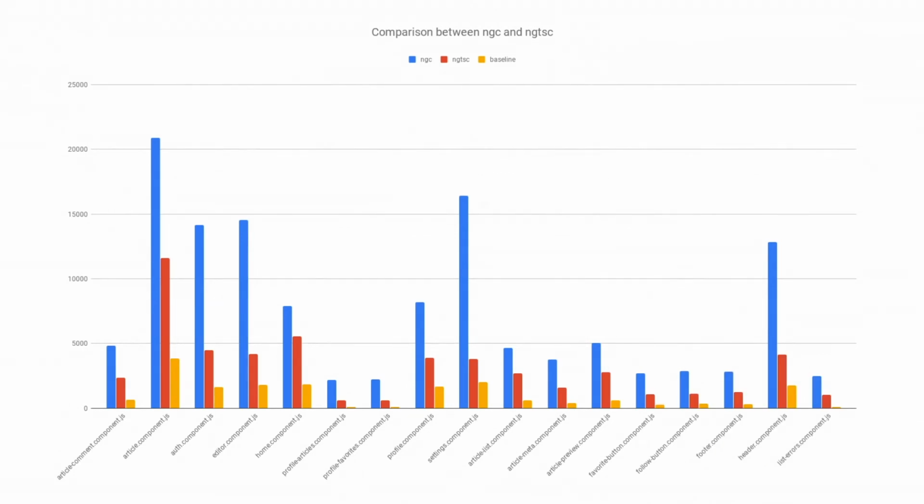On this chart here, you can see that the yellow bar is the size of your original template in your application. We have the red bar, which is the size of the source code generated by Ivy, and the blue one is the source code generated by View Engine. You can see that consistently, View Engine code is much bigger compared to Ivy.